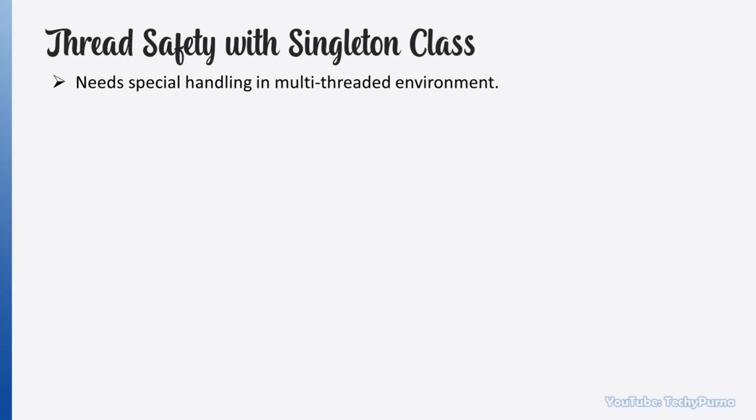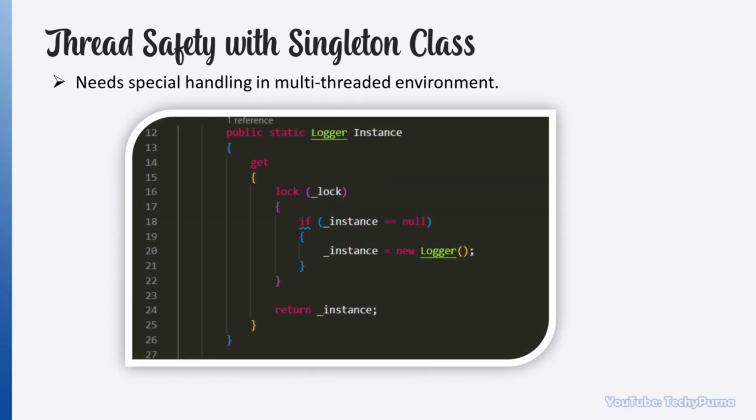Singletons need special handling in a multi-threaded environment. When multiple threads access a singleton instance together without synchronization, problems like race conditions and inconsistent state can occur. Thread safety prevents issues such as creating multiple instances, using an uninitialized singleton, or overwriting the data.